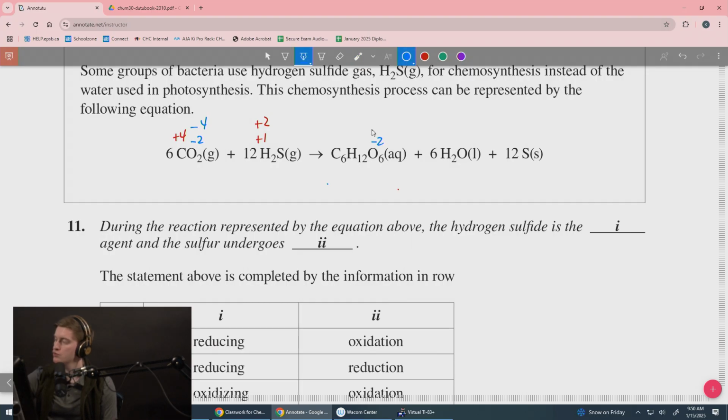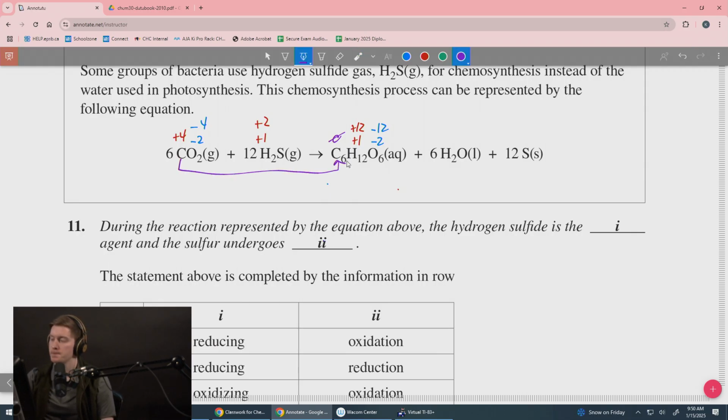Again, this is a neutral molecule, so because the oxygens and the hydrogens, their oxidation states cancel out, we got a +12 from all 12 hydrogens and a -12 from the 6 oxygens. The carbon here has an oxidation state of 0. So we can see that the carbon goes from +4 to 0.